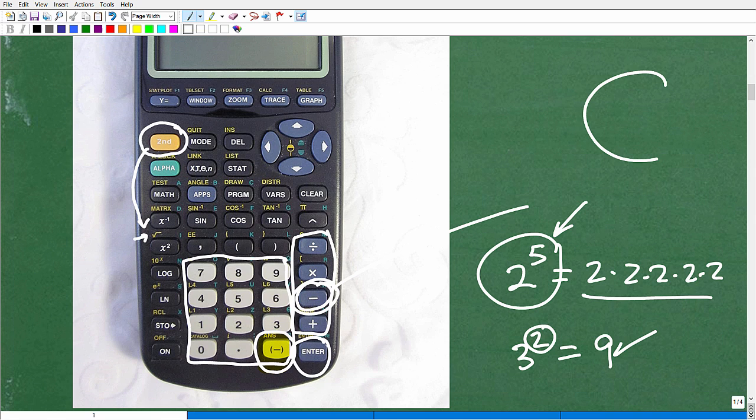And if your response is, I don't know which one, well, it depends on your calculator. Every calculator is a little bit different.